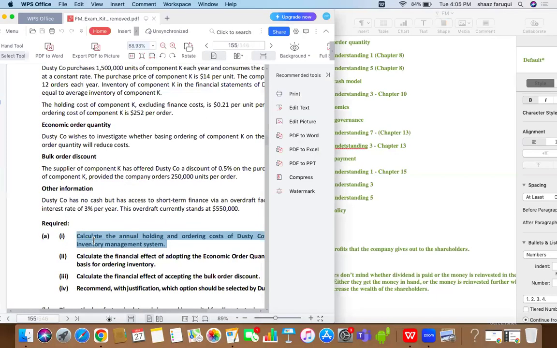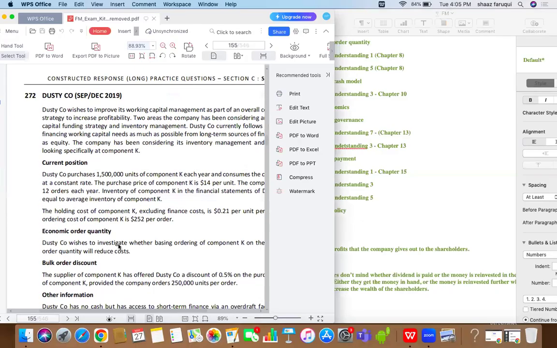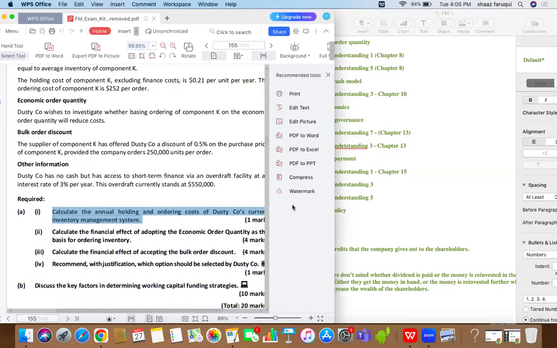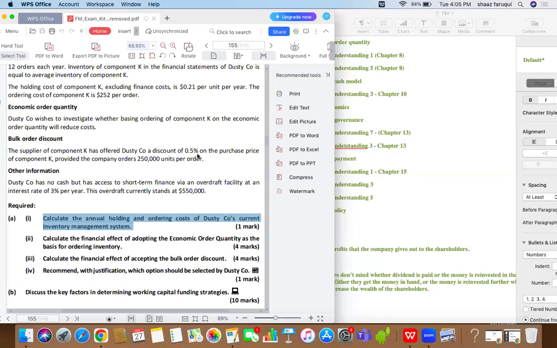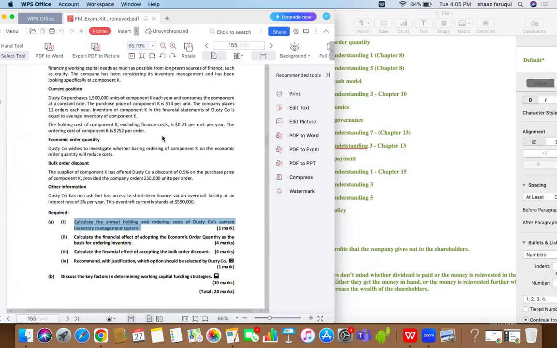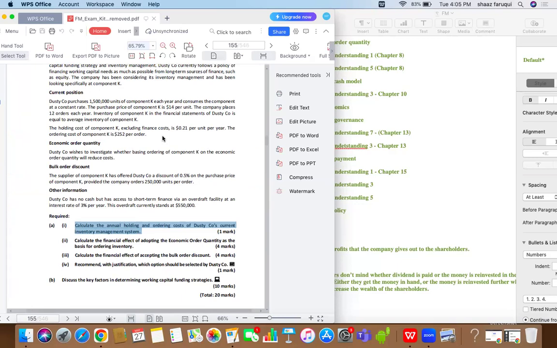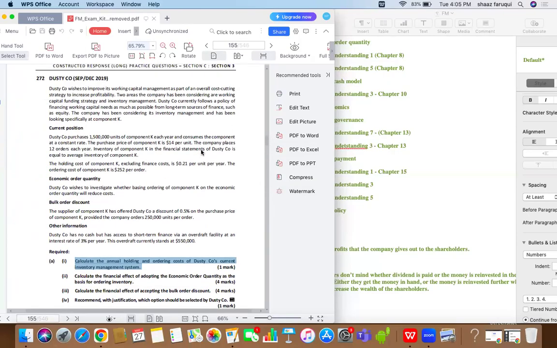So this is question number 272 from the Kaplan kit. And we're looking at the annual holding and ordering cost of Dustyco's current inventory management system. Annual holding cost and ordering cost of Dustyco's system, right? So holding cost and ordering cost, how do you calculate? Let's read the information.